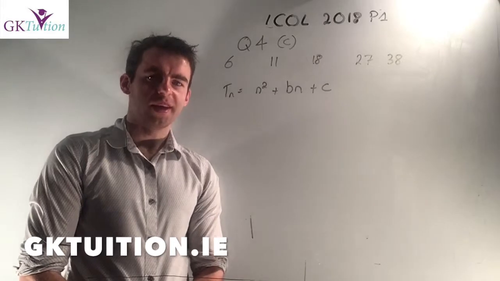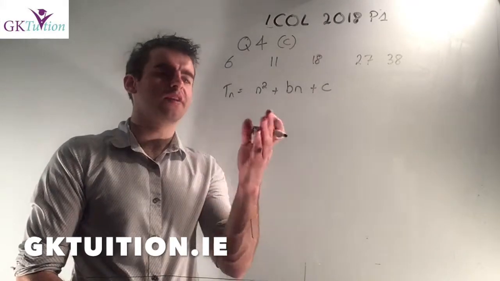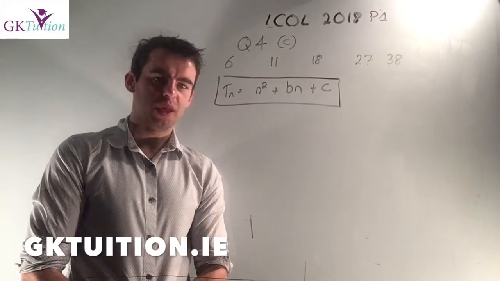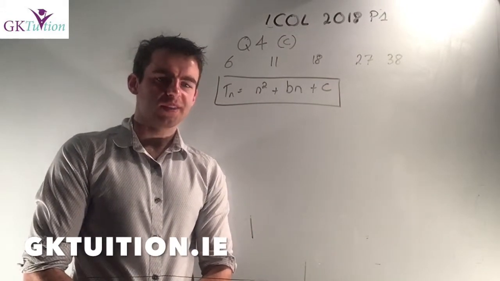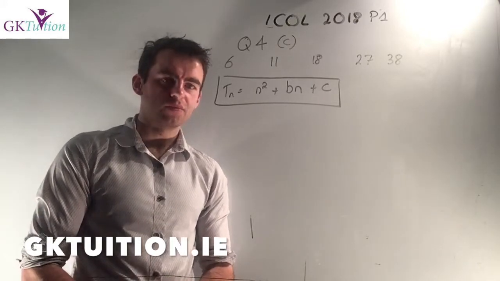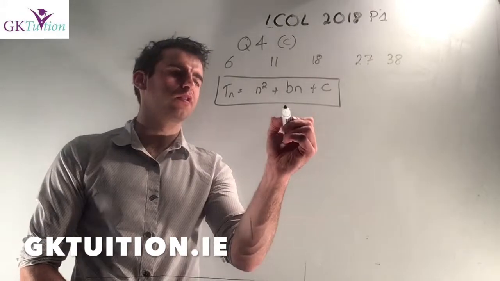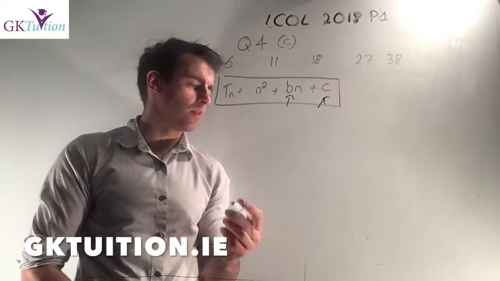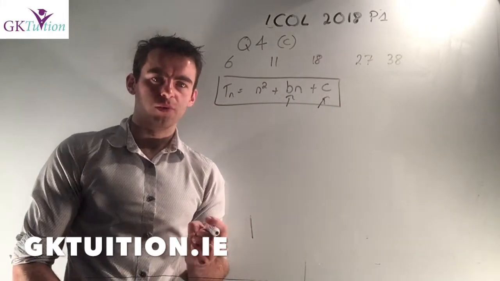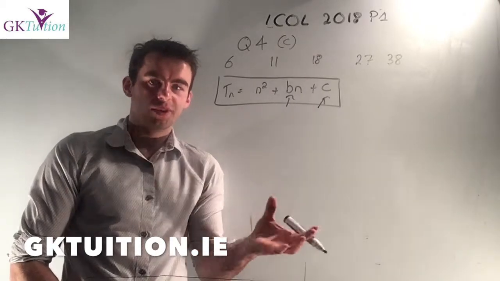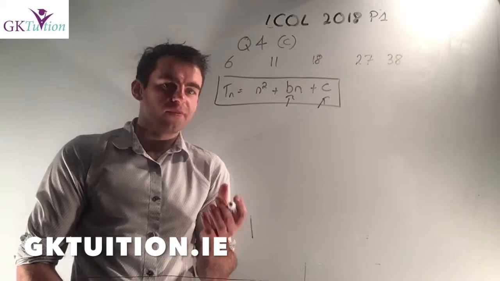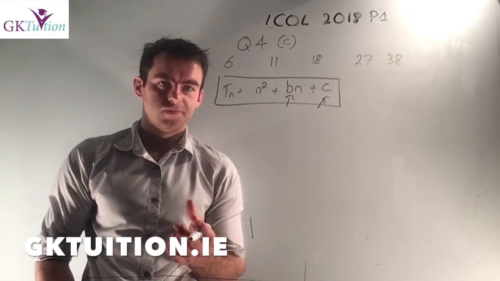Okay, so for part C here, it tells me that the pattern can be described by the formula Tn equals n squared plus bn plus c. And it asks me to find the value of b and the value of c. Now you should recognize here that you're looking for two unknowns. You need to find b, you need to find c. If you're trying to find the value of two unknowns, that means it must be a simultaneous equation. If you're going to do a simultaneous equation, you're going to have to come up with two different equations.